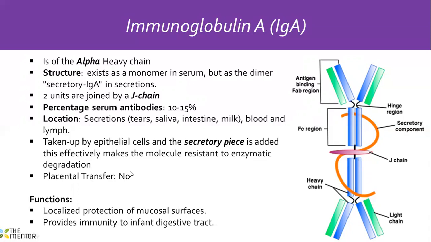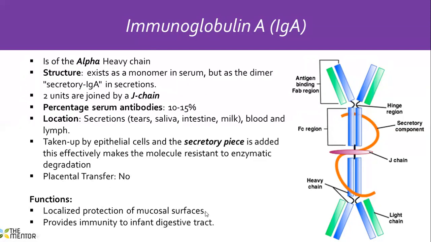This is another second immunoglobulin that also helps kids who are breastfeeding, because now they're given the IgA through the breast milk. And as you can see, we said it's a dimer in secretion. There's one and another one here, and the J chain here. So the function: it offers localized protection of mucosal surfaces.